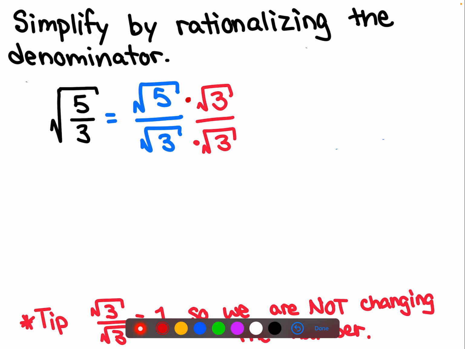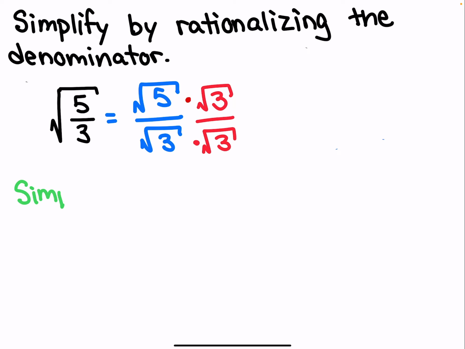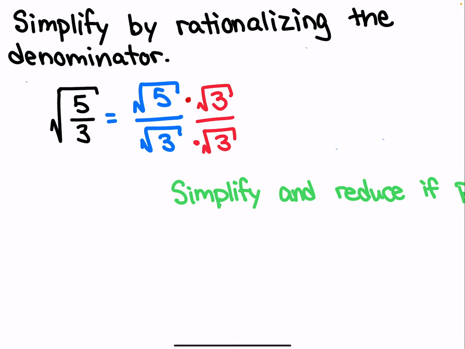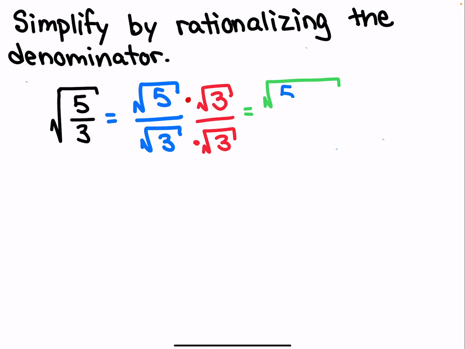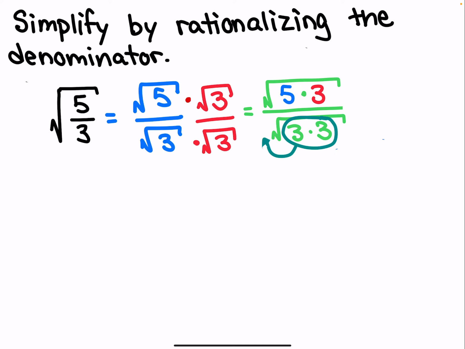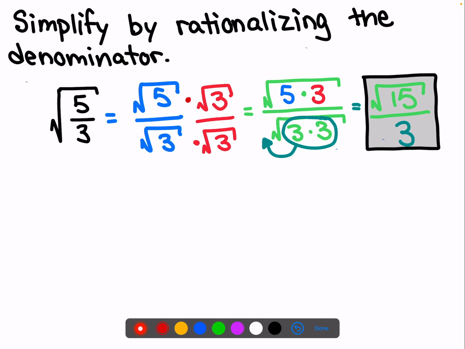So we're not changing anything in our equation. We're just essentially multiplying by 1. So when we multiply by 1, we'll be left with radical 5 times 3 over radical 3 times 3. Oh, we have a pair of 3's. Let's go ahead and take those out. And our final answer will be radical 15 over positive 3. And that's how you can rationalize. Always multiply by the denominator over itself when you need to get rid of the radical in the denominator.